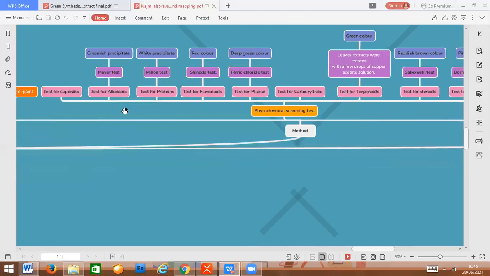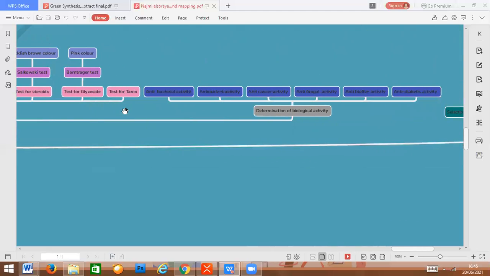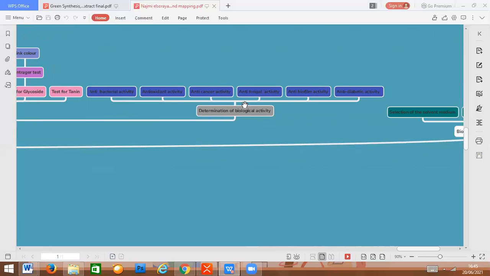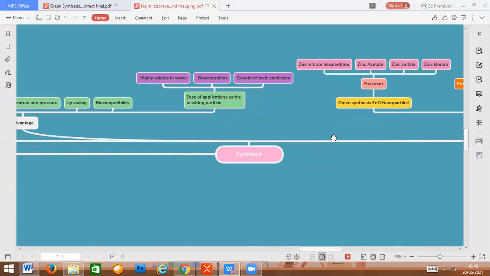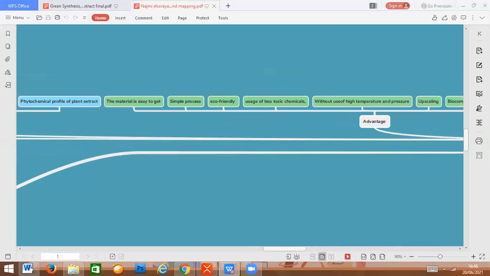And before that, we can do the determination of biological activity. In this review, I only found 6 biological activities. First is antibacterial activity, antioxidant activity, anti-cancer, antifungal, antibiofilm, and anti-diabetic activity from the ZnO nanoparticles.